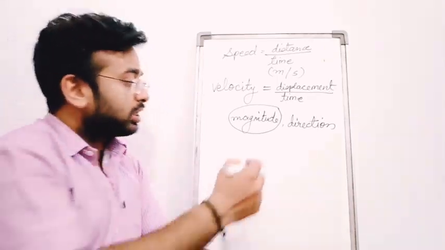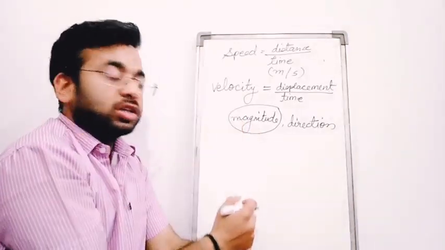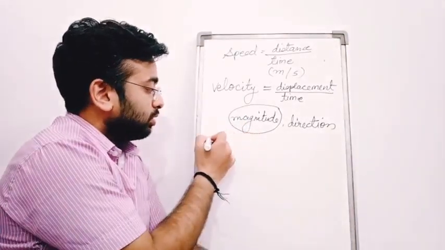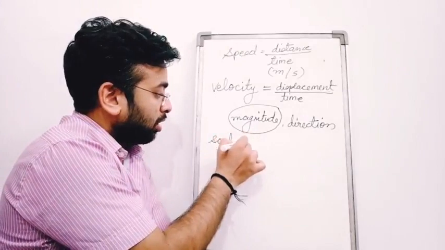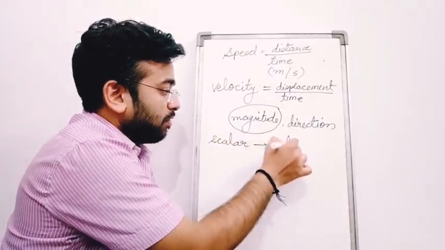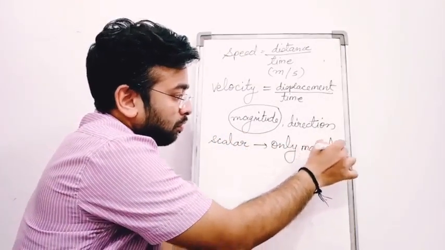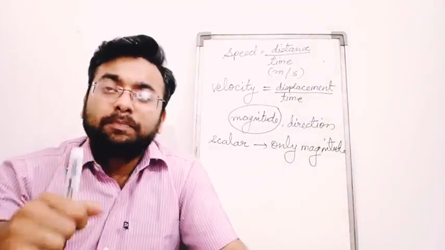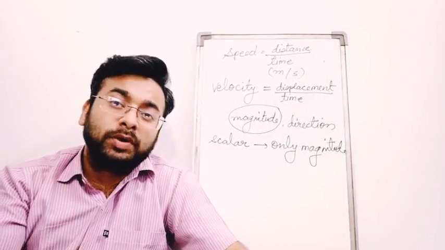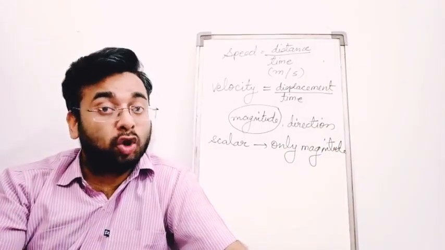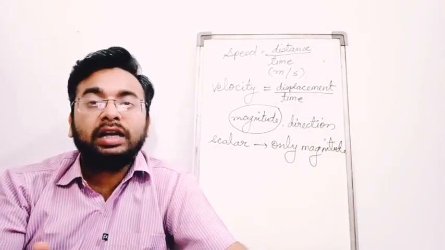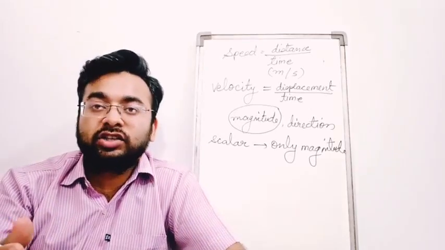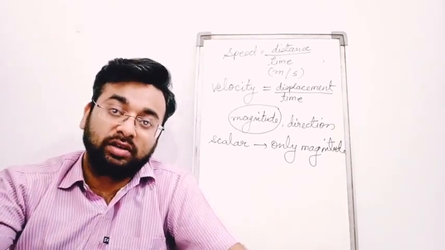So such a quantity which has only magnitude is scalar, it has only magnitude. And if I mention that person A has traveled with a speed of 20 kilometers per hour in the north, along with the magnitude, I have specified the direction in which he is traveling, right?